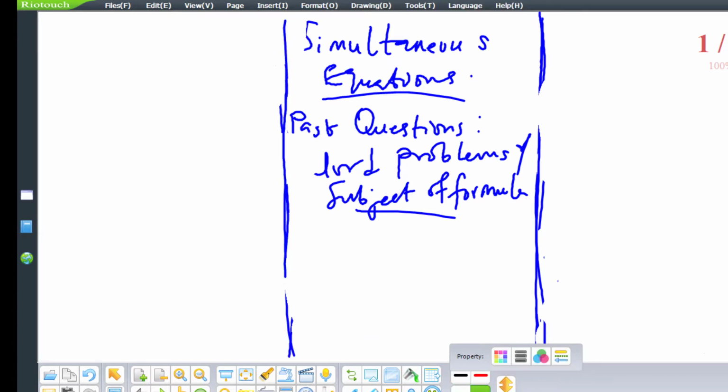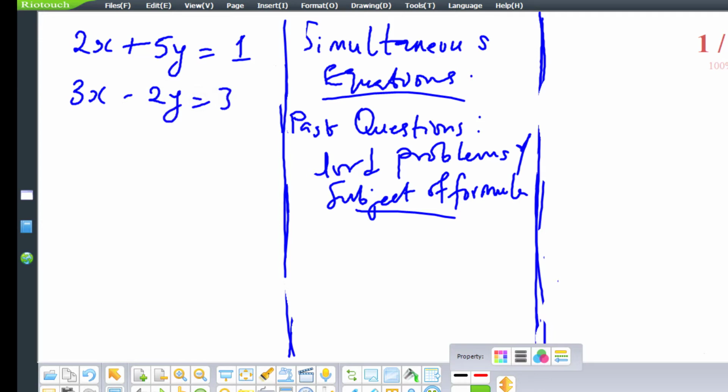A question says, solve this simultaneous equation. 2x plus 5y is equals to 1, and 3x minus 2y equals to 30.